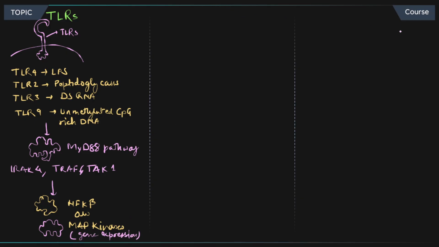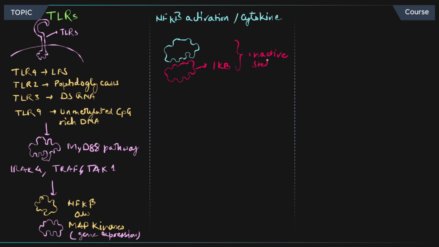Now let's further talk about NF-kappa B activation. How will the activation happen? So let me write it down. NF-kappa B activation, or further the expression of cytokines, because whenever there is activation of NF-kappa B, you will have cytokines that are getting produced. So what happens is, usually the NF-kappa B molecule, if this is the protein, remains bound with a molecule called IKB.